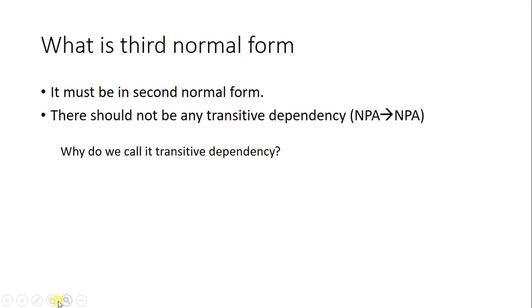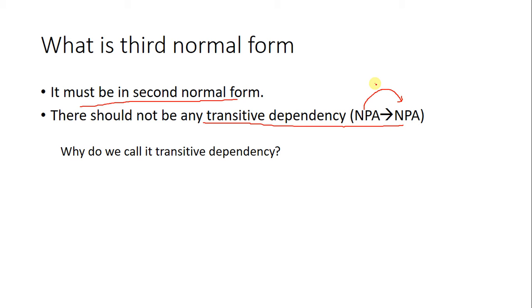Going to discuss third normal form. For a table to be in third normal form, it must be in second normal form, and there should not be any transitive dependency. Transitive dependency means that a non-prime attribute should not determine a non-prime attribute.